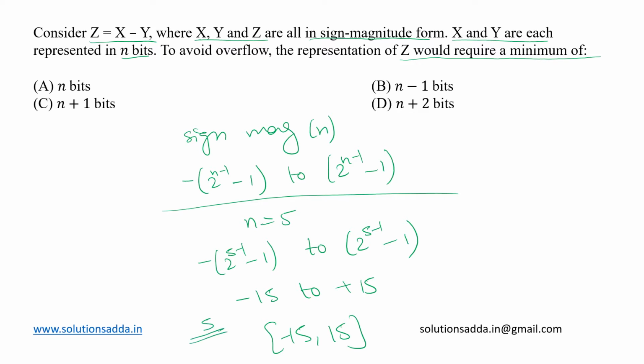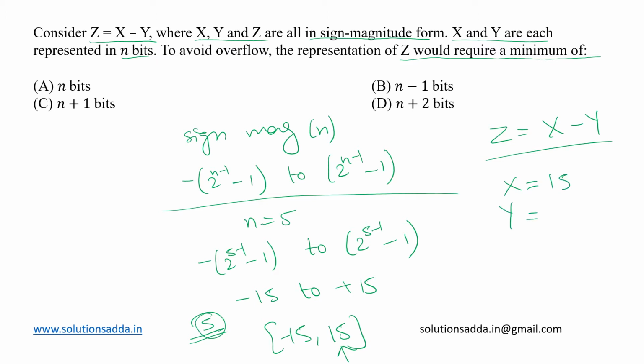So now let us look at the result which we have. We want the computation z equal to x minus y. Now let us check for the worst case. Let us substitute x to be the maximum possible value which is possible with 5 bits in sign magnitude form, and that we just found out to be 15, the maximum number.